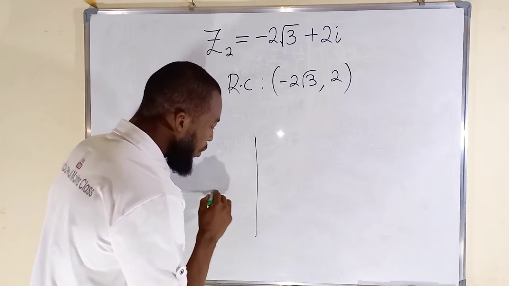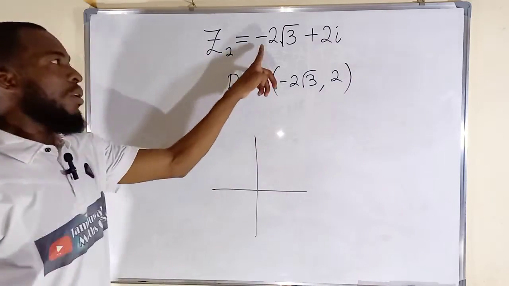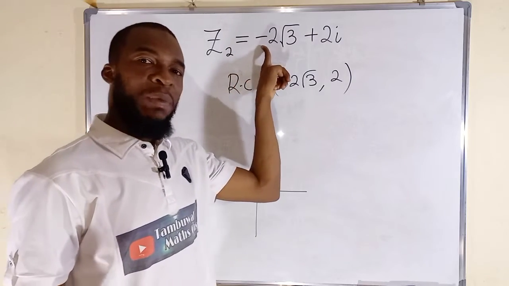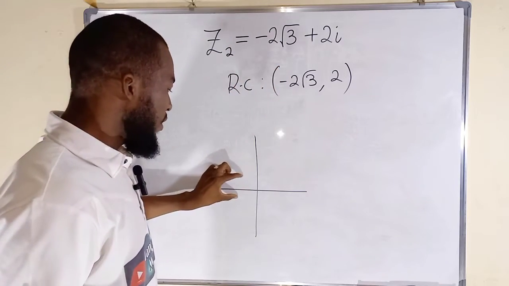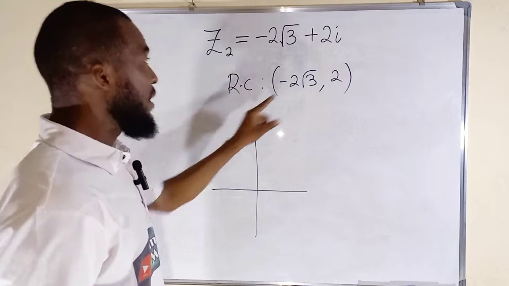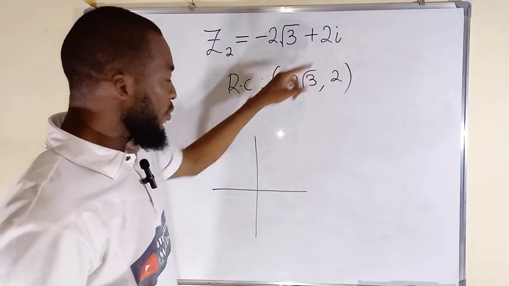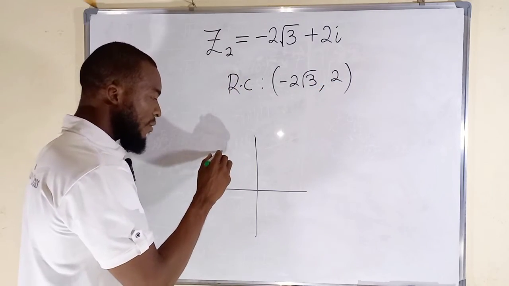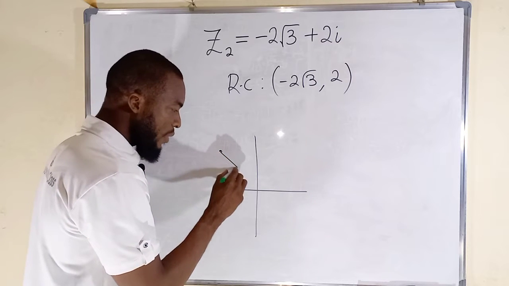But for the polar coordinate, observe that the real part is negative, which is situated along the left hand side. But the imaginary part is positive, so it is up here in the second quadrant, somewhere here.